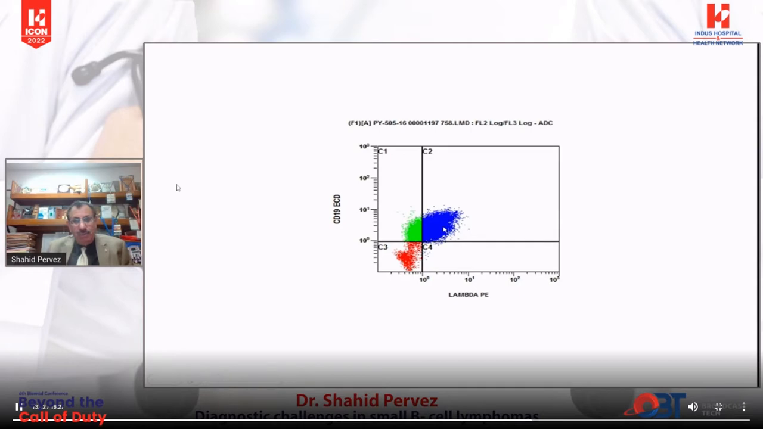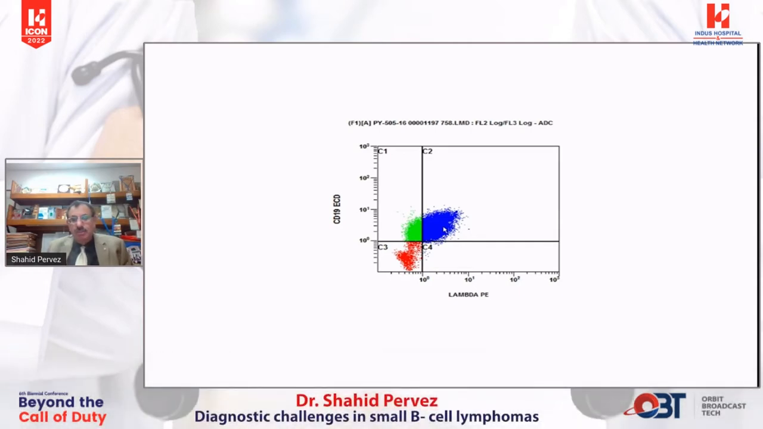So this is a monoclonal population, which means that this is a neoplastic population. Kappa, as you can see, is negative. In a reactive population, you will have a mixture of both kappa and lambda positive cells. TDT negative. FMC7 is a marker which comes positive in a number of entities, which include mantle cell lymphoma, right? So FMC7 is a strong positive.